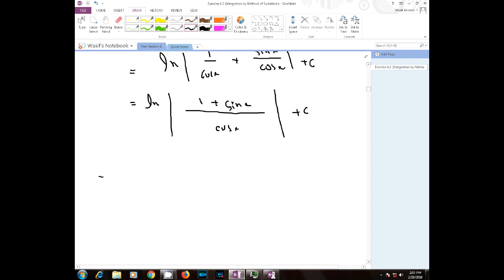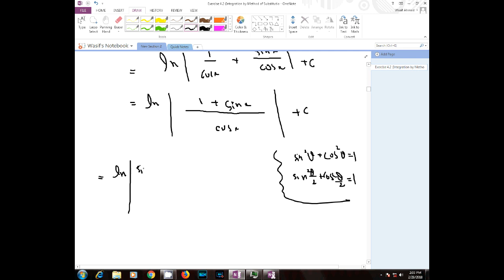Now you have to make use of the half angle identity. Half angle identities. Since from trigonometry we know that sine square theta plus cos square theta is equal to 1. Similarly, sine square theta divided by 2 plus cos square theta divided by 2 is equal to 1 also. So instead of 1 we can write sine square theta divided by 2 plus cos square theta divided by 2.